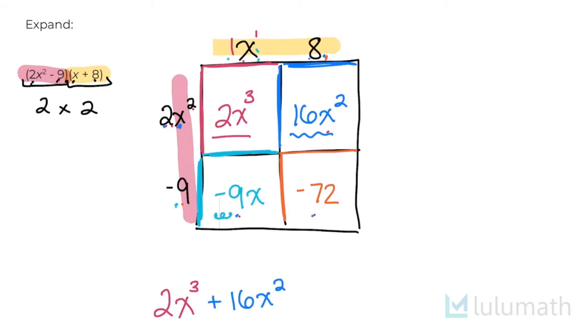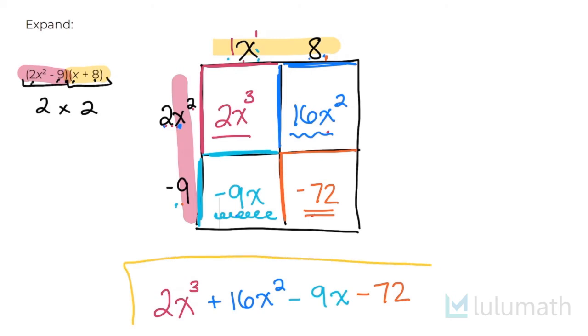Then I have this minus 9x, and nothing else is like it, so I'm going to copy that down. And then lastly, I have this minus 72 and nothing is like that, so I'm going to copy that down as well. So this is my final answer when I expand.